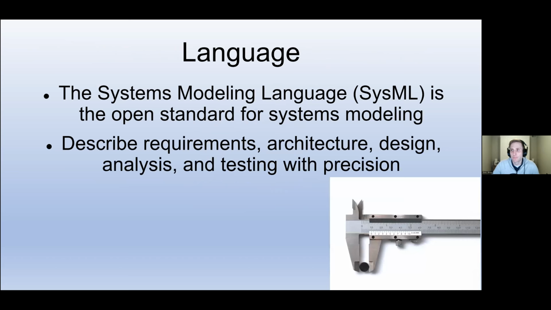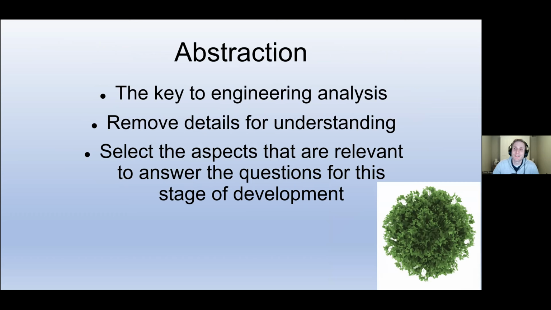So first of all, with the language, SysML provides an open standard for systems modeling, and having a common language to describe a system is so important for communication. It allows us to describe these requirements and designs with precision. For abstraction, it really allows us to see the forest for the trees. For complex systems, I believe that abstraction is the key to understanding and good analysis. You just can't wrap your head around the whole problem for some of these really complex problems we need to solve.